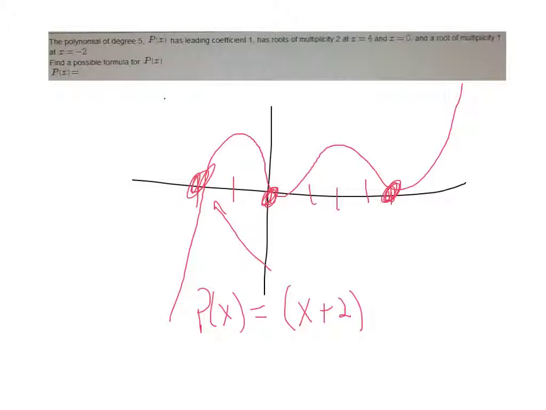I've got to have an x squared because it's the double root, and I've got to have a x minus 4 squared. If I were to expand this all out, let's have x to the 5th. It's got a leading coefficient of 1. That should do it for us.